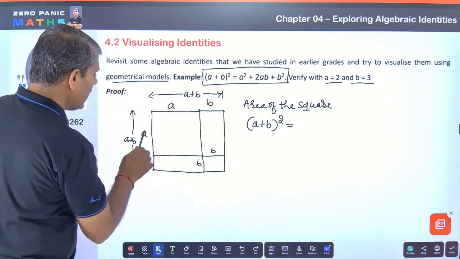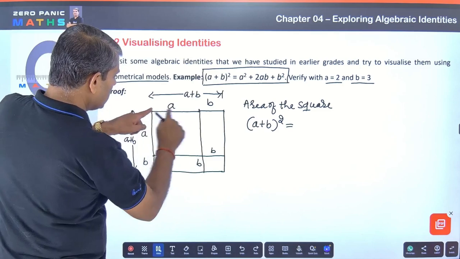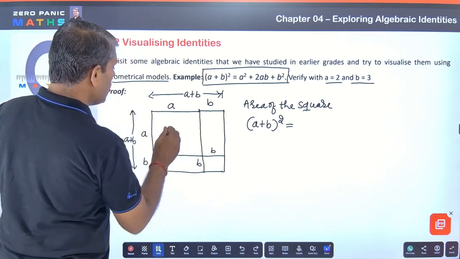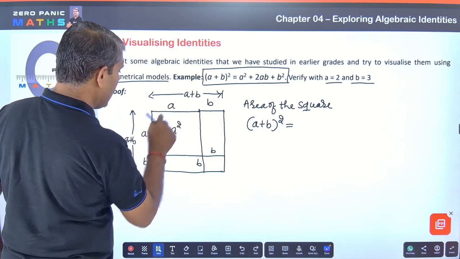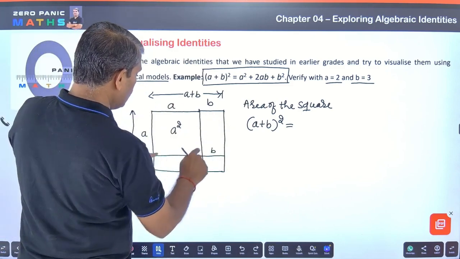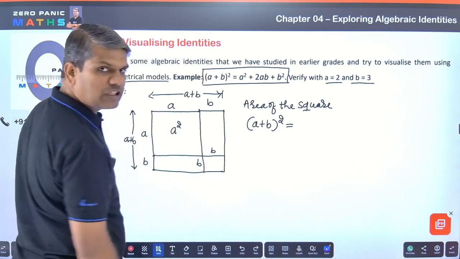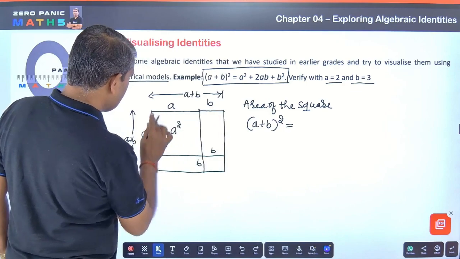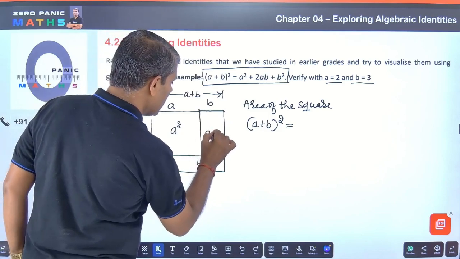Now see here, it is a square of side A and A, this one, and this is a square of side B and B. What is the area of this? It is A square, because it is of side A and A. What is the area of this rectangle? There are two squares and two rectangles formed by these vertical and horizontal lines, correct? What is the area of this rectangle? Because this is A, this is also A into B, that is AB.